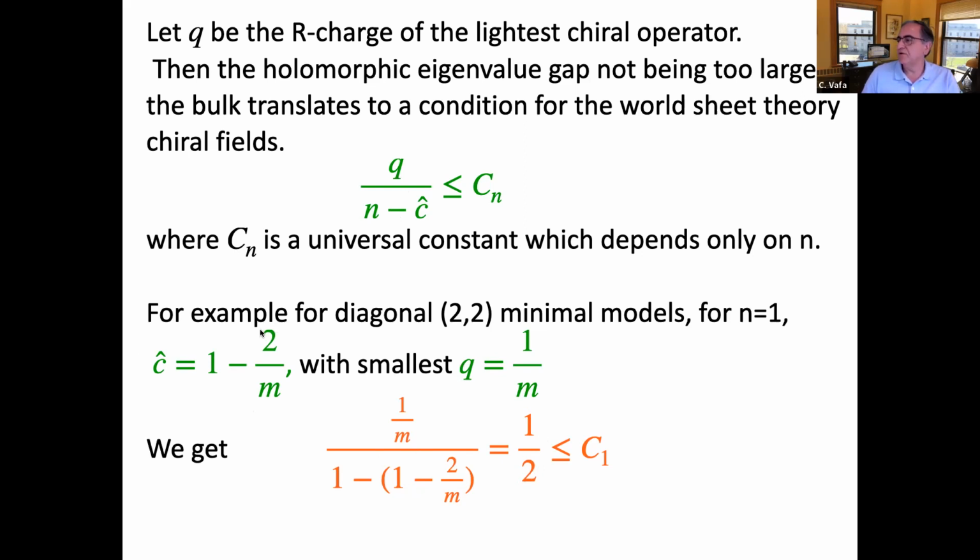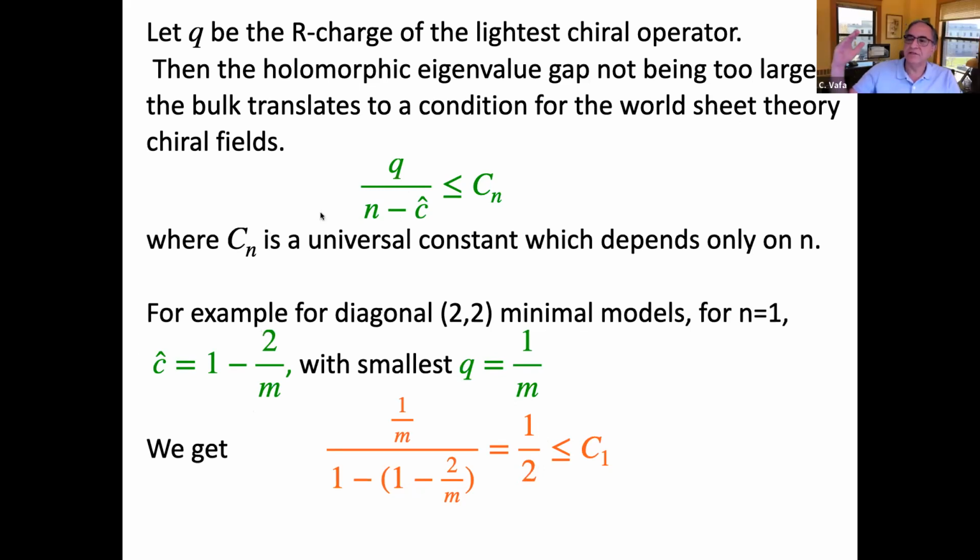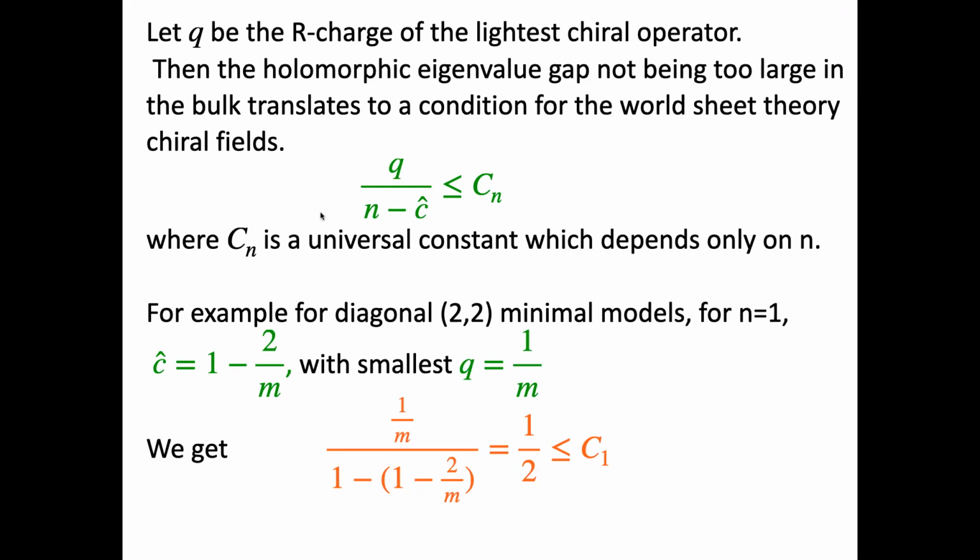And for the minimal model, what about Q's which are not 1 by m but higher values? No, those will give you more massive operators. What we want to get is the lightest operator. So what I'm saying is that if n and c-hat tend to be the same, and you have a Q which is not related to m in any way, or say it's related to m in a different way, then you could have an eigenvalue which goes to infinity, right?